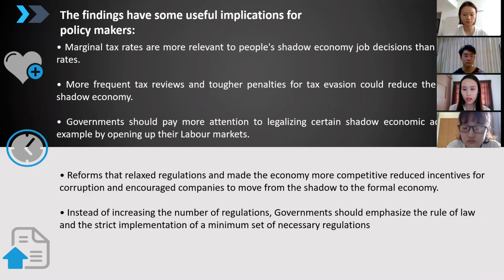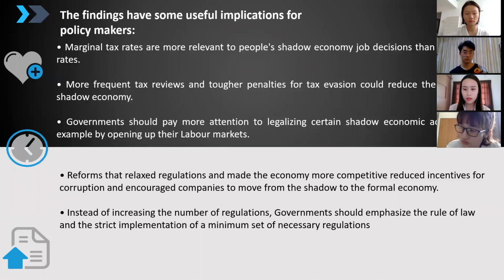Marginal tax rates are more relevant to people's shadow economy job decisions than average tax rates. More frequent tax reviews and tougher penalties for tax evasion could reduce the size of the shadow economy. Governments should pay more attention to legalizing certain shadow economy activities, for example, by opening up their labor markets. Reform should relax regulations and make the economy more competitive, reduce incentives for corruption, and encourage companies to move from the shadow to the formal economy.